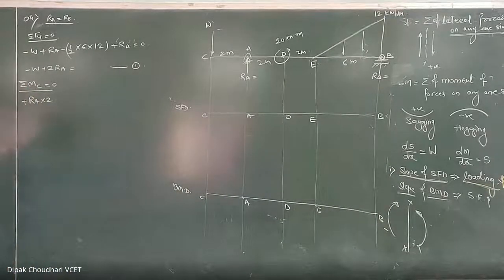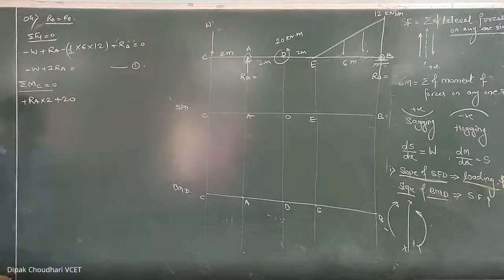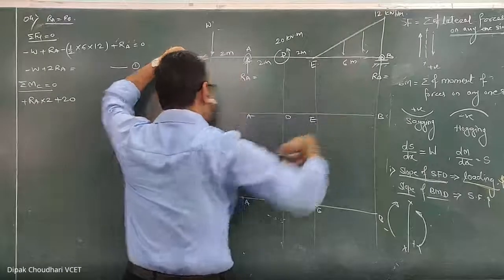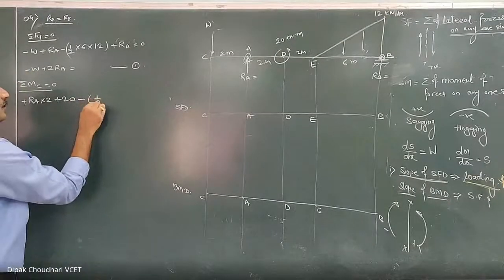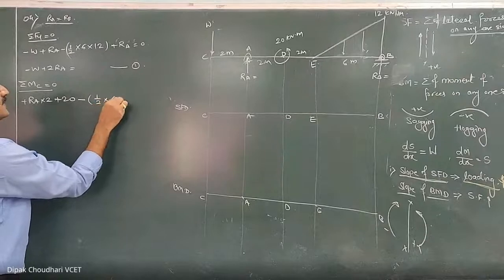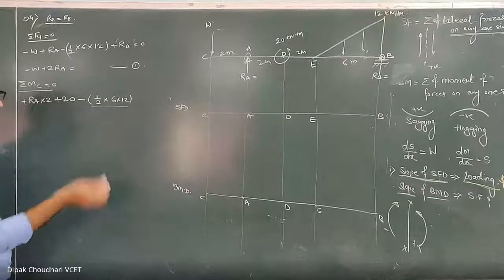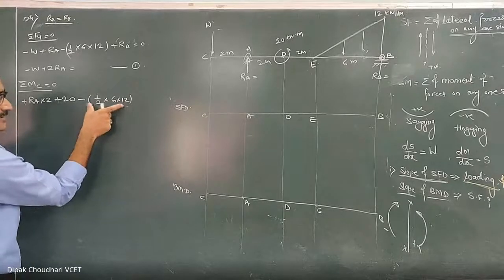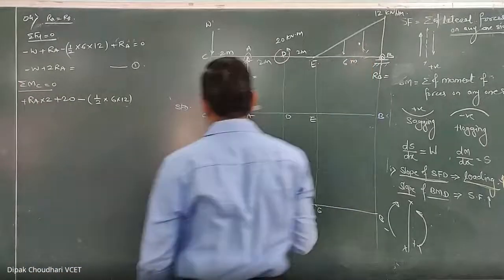So RA into 2. Then that anti-clockwise moment plus 20, that I have to add. Then moment of that UVL. The moment of this UVL about point C is clockwise, so clockwise is minus. Then equivalent point load for this UVL, half into 6 into 12. If it is possible for you, you can write it directly also. Okay, for your understanding, I am writing it separately. So this bracket is the equivalent point load for that UVL, which acts at the centroid.